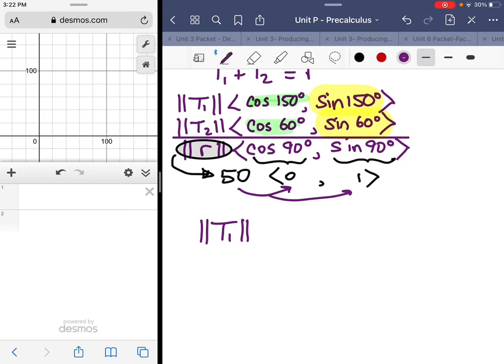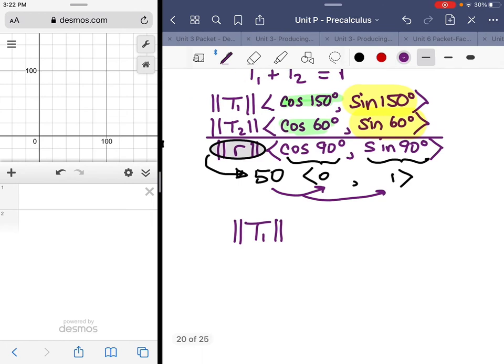magnitude of T1 multiplied by the cosine of 150. Now, cosine of 150 is going to be its 30-degree reference angle in the second quadrant. So the cosine of 30 is equal to radical 3 over 2, but it's negative because it's in the second quadrant. So negative radical 3 over 2, T1, plus T2 multiplied by the cosine of 60, which is 1/2.